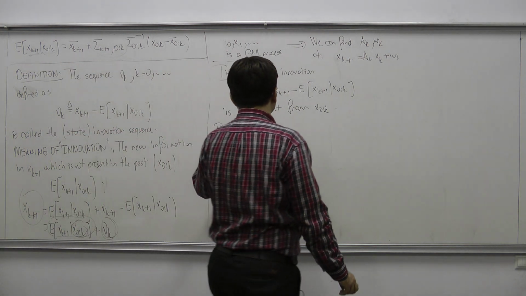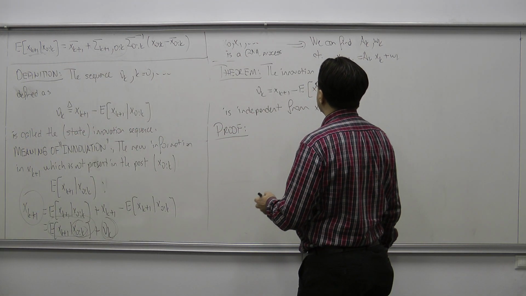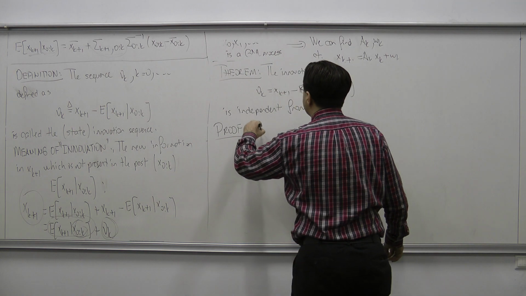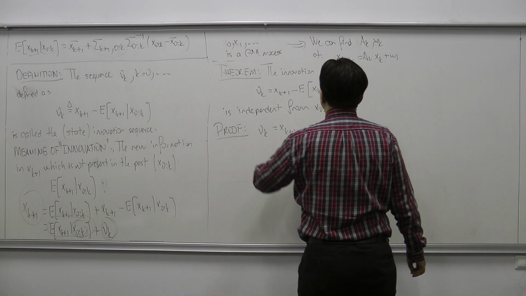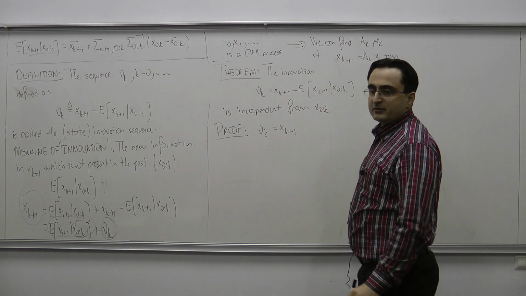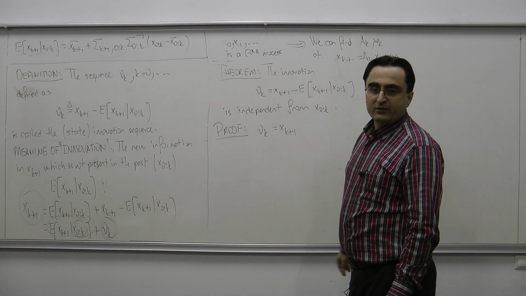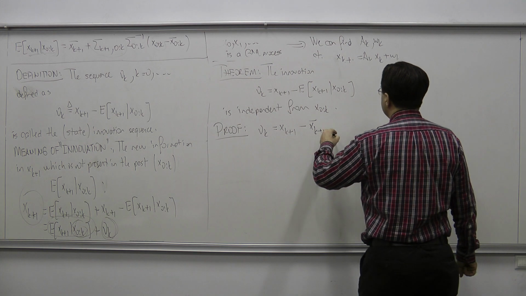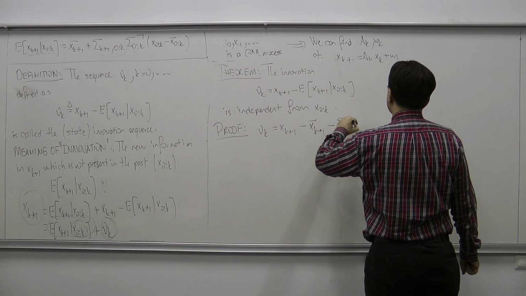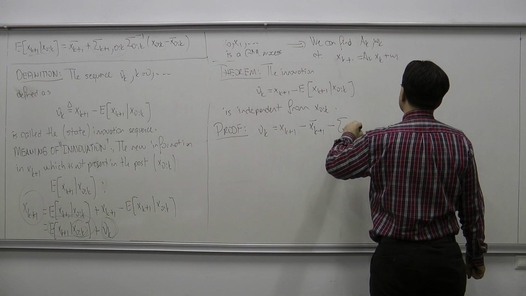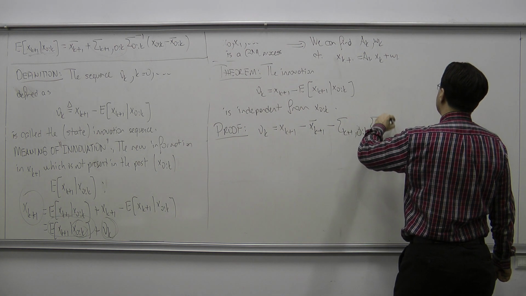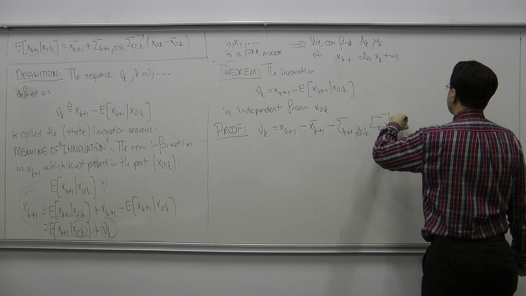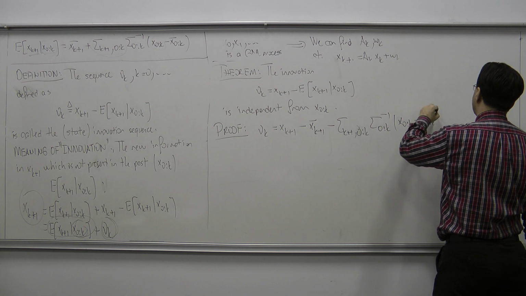The first thing that I'm going to do is to check what the innovation sequence would be. The innovation sequence is xk plus 1 minus this expected value. But we already calculated this expected value for a Gaussian process, and it was just xk plus 1 bar minus the cross covariance between xk plus 1 and x0k, times the marginal covariance inverse, times x0k minus x0k bar.